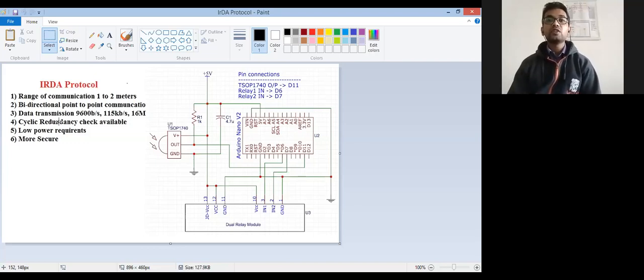It is a very low power communication. It requires very little power. Nowadays, we generally use Wi-Fi, but the power requirement and the battery size requirement for Wi-Fi communication is very large. But in the case of IrDA, the power requirement is very low. Why is this so? Because the distance of communication is between 1 to 2 meters. When the distance of communication increases, the requirement of power also increases, and large batteries are required.